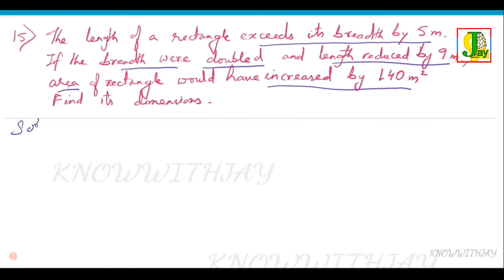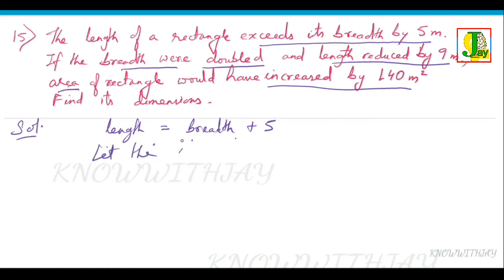So let us write the parts that are given. So length, let us first write the breadth, because length depends on the breadth. Okay, so breadth plus 5.